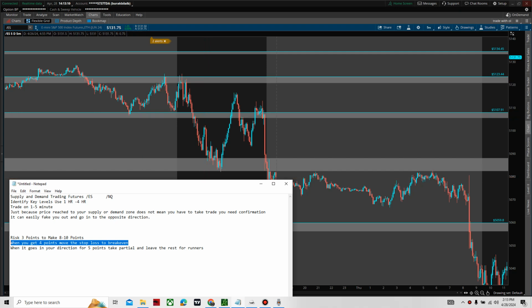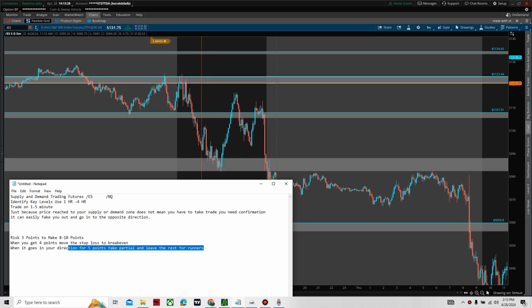If it moves 4 points in your favor, just move the stop loss to break even. Okay, at the end of the day, you might get a couple points or just break even. When it goes in your direction for 5 points, take partial and leave the rest as runners. So this is what I do.